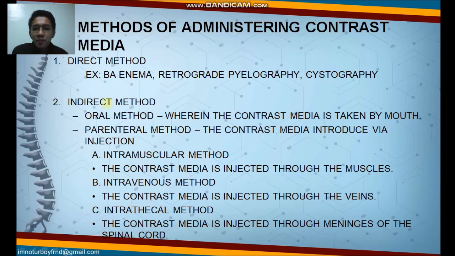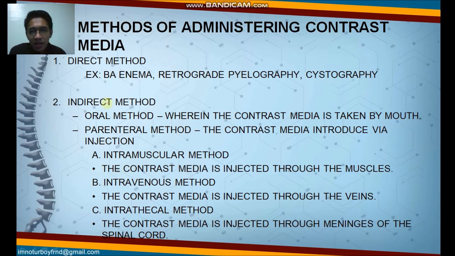Next, retrograde pyelography. Pyelography is related to the structures of the kidneys, that is the pelvis of the kidneys. So retrograde means we introduce a catheter towards the urethra of the patient. We insert it through the urethra, into the urinary bladder, and then from the urinary bladder, the catheter goes up towards the ureter of the patient, either the left or the right. And then from the ureter, we insert the catheter further towards the pelvis of the kidneys of the patient. Okay, that is retrograde pyelography.